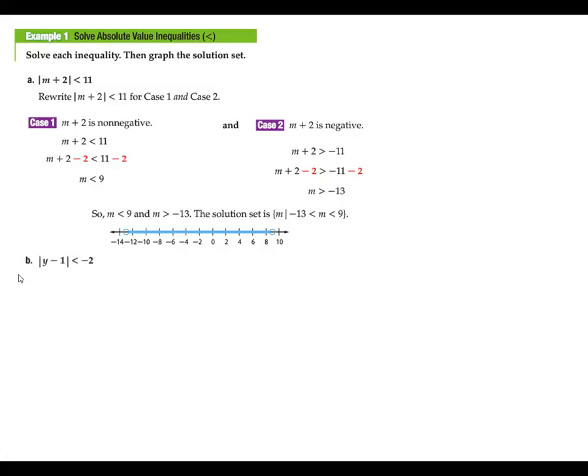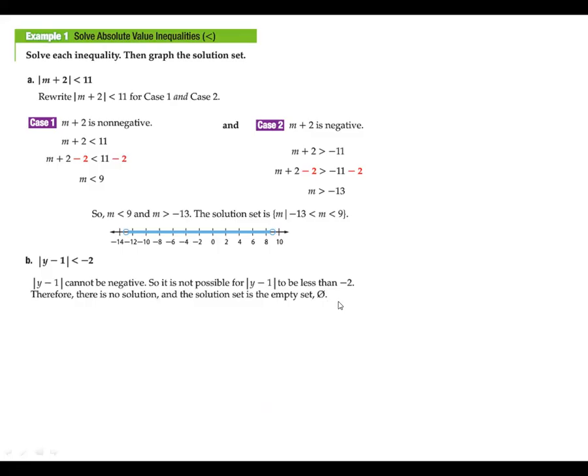All right, absolute value of y minus 1 is less than negative 2. Be careful with these ones. Absolute value cannot be negative. So it's impossible for absolute value of y minus 1 to be less than negative 2. So there's no solution. And the solution set is the empty set, 0 with a slash through it.